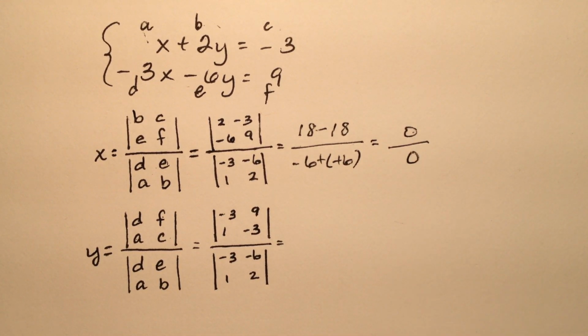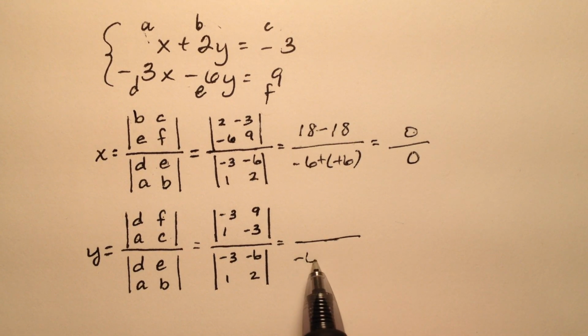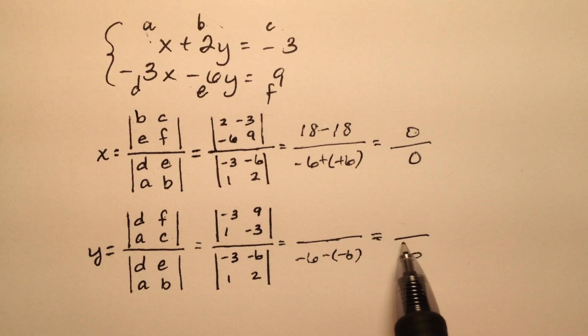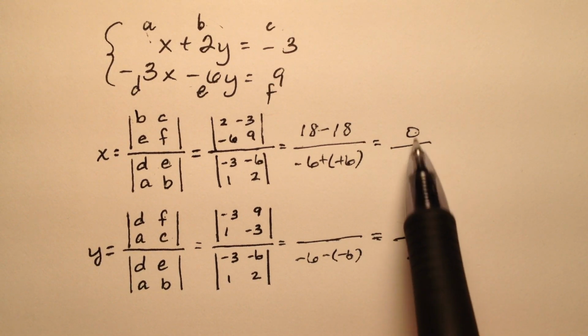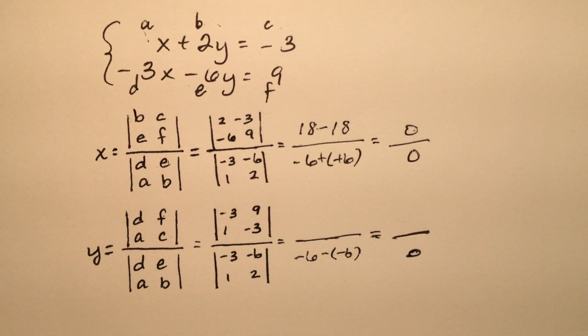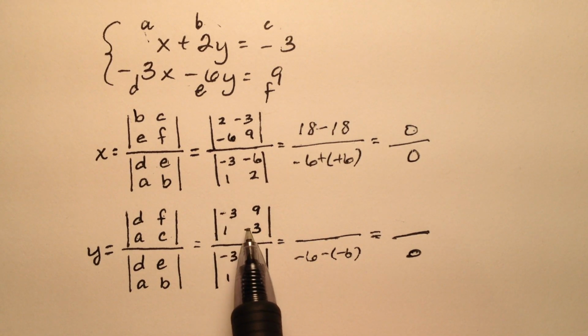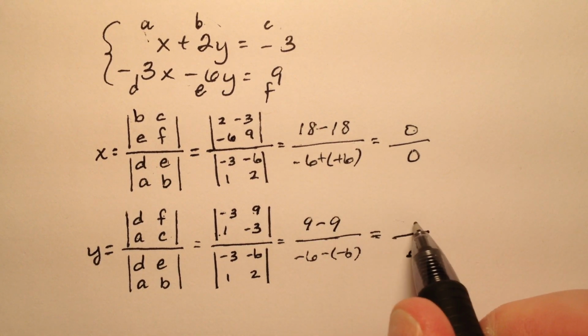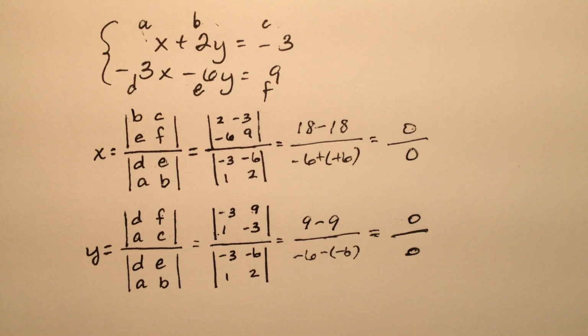So this is 0 over 0. So we know that the denominator here will be 0. So we need to check and make sure that both numerators here, we need to check their values. So let's go ahead and do this numerator. -3 times -3 is 9, minus 1 times 9 is 9, is 0. So you will notice that each of these, x and y, comes out to be 0 over 0.